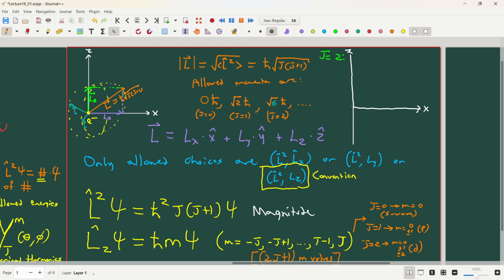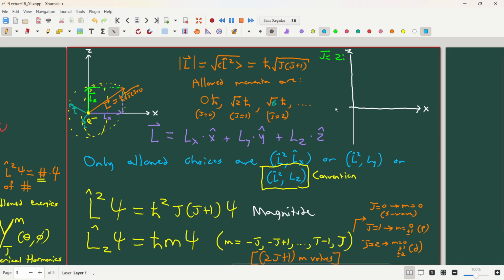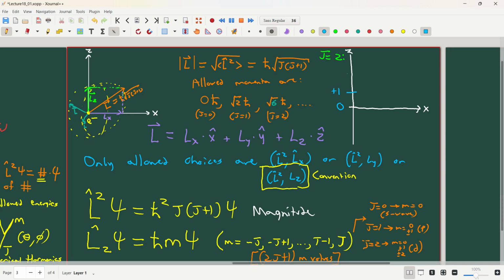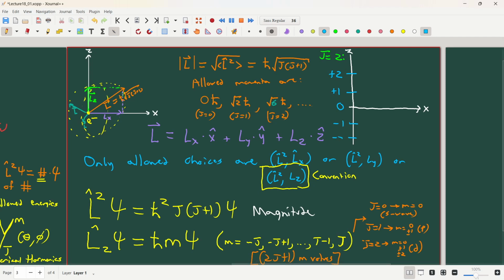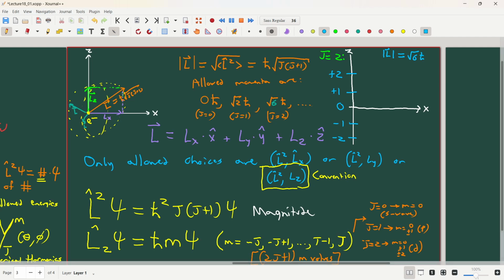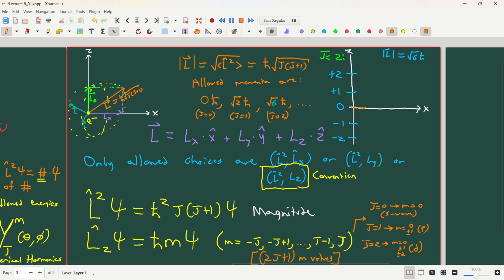Well, Lz can be 0. It can be +1. It can be +2. It can be -1. And it can be -2. Okay? So those are the ways that the vector can point, right? And the length of the vector is square root of 6 h bar. So my m equals 0.